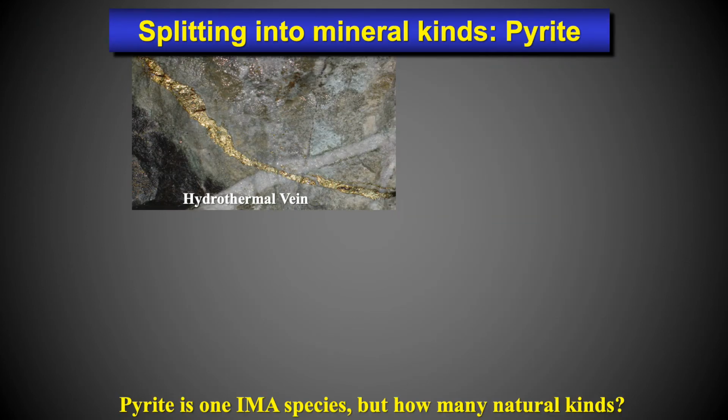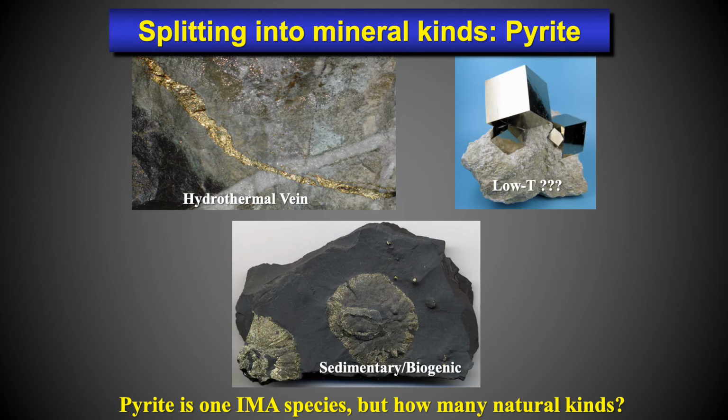So think about pyrite, FeS2. We have hydrothermal vein pyrite, we have low temperature pyrite, we have biogenic pyrite. There may be many different kinds of pyrite, each one with a different history, a different paragenetic mode. They shouldn't be treated as exactly the same thing.